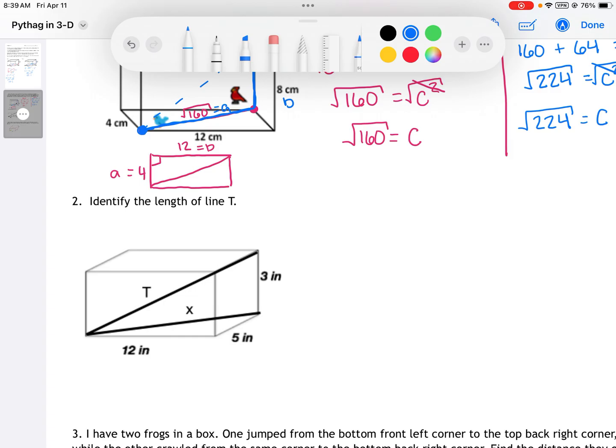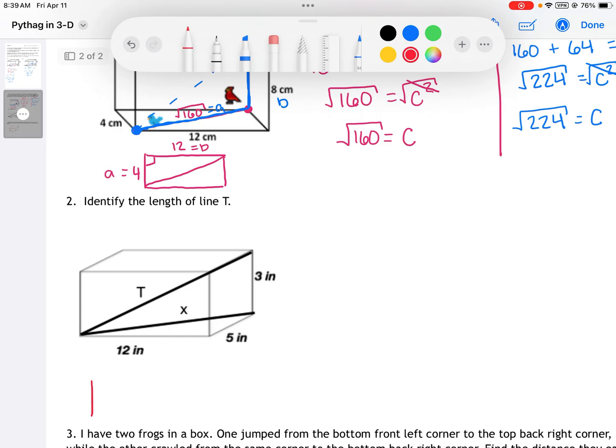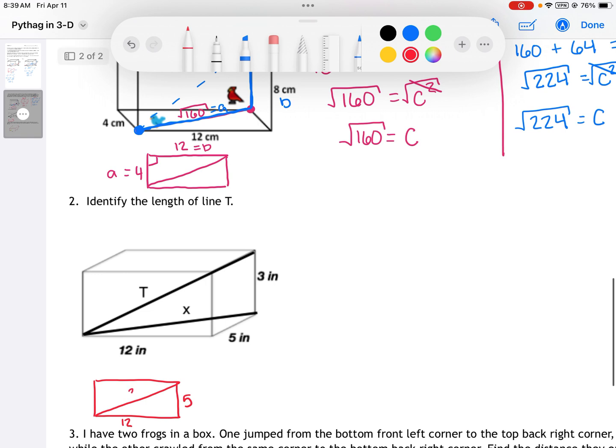This one says that we need to find the length of T. But again, in order to find the length of T, notice how it's going all the way across our cube. We have to find the length of x first. So again, this is the rectangle. The bottom of this cube, rectangular prism, whatever shape it is, looks like this. This is 12, this is 5. If I want to find the distance across the bottom, this is the distance I'm looking for. That is C. So this is how we find the length of x.